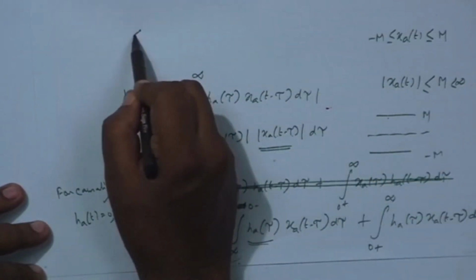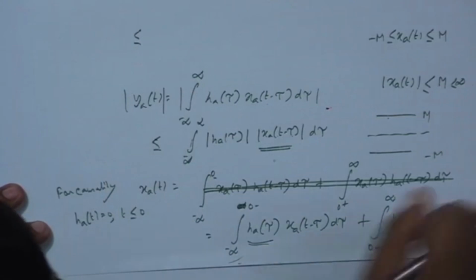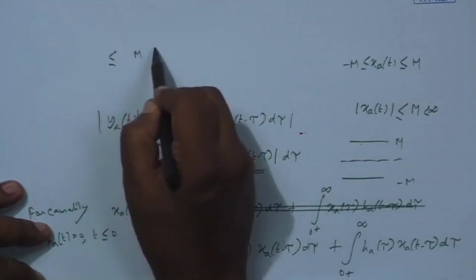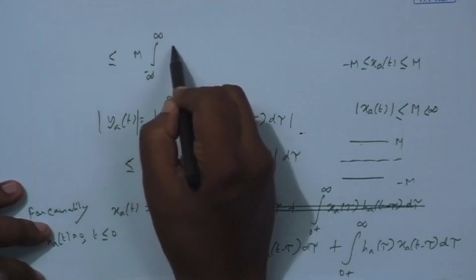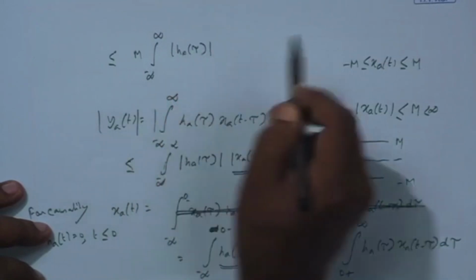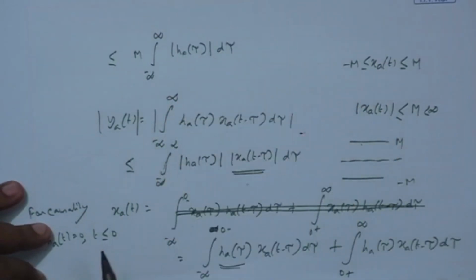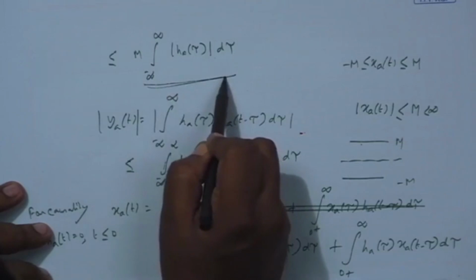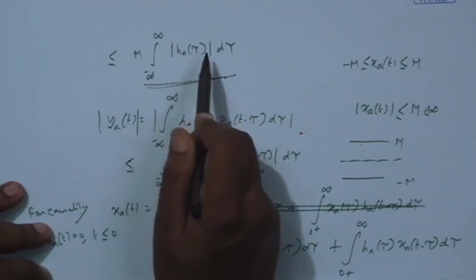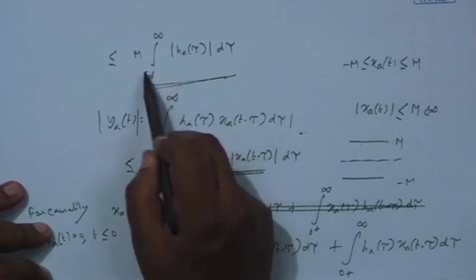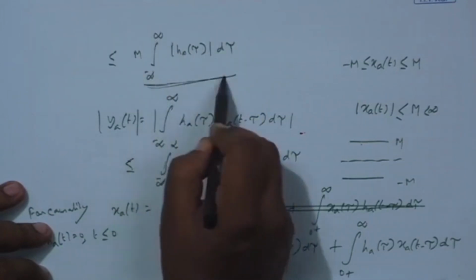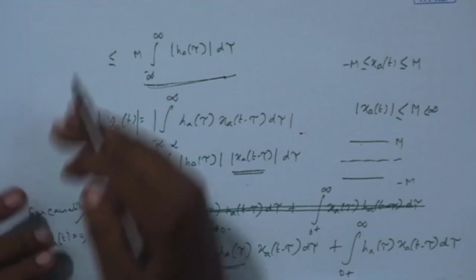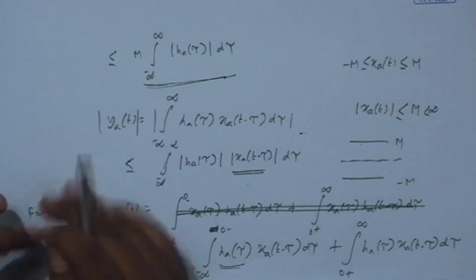So, that means this integral is less than or equal to m into the integral of |h(tau)| d tau. Okay. Therefore, it is of course non-negative, because mod is always either 0 or positive, and the integral will be summed. So, this is non-negative, but if this is finite, the right hand side is finite. So, the output magnitude is finite. So, the output will remain within finite limits, then it will be guaranteed to be stable.